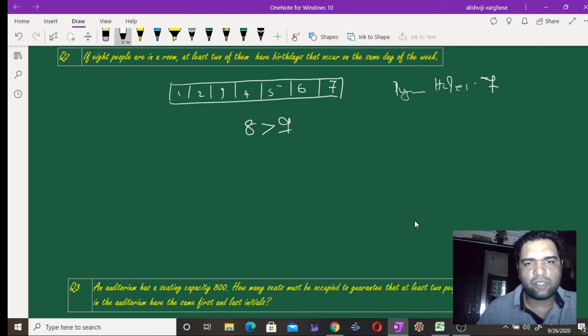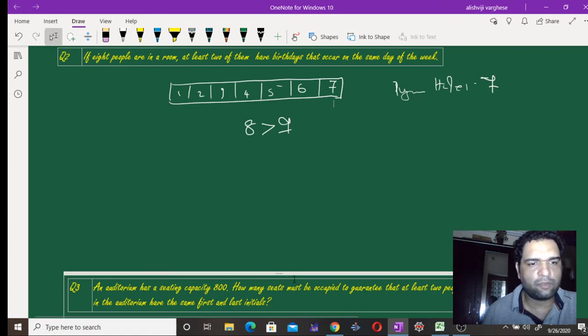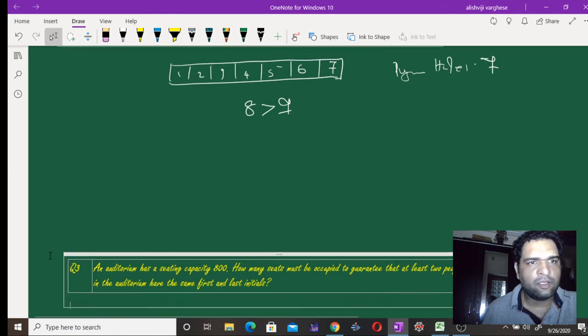So by the pigeonhole principle, it is guaranteed that at least one of these 7 pigeonholes, or 7 days, is occupied by 2 persons. So at least 2 persons have birthdays on the same day of the week. That is how we use the pigeonhole principle directly in problems.